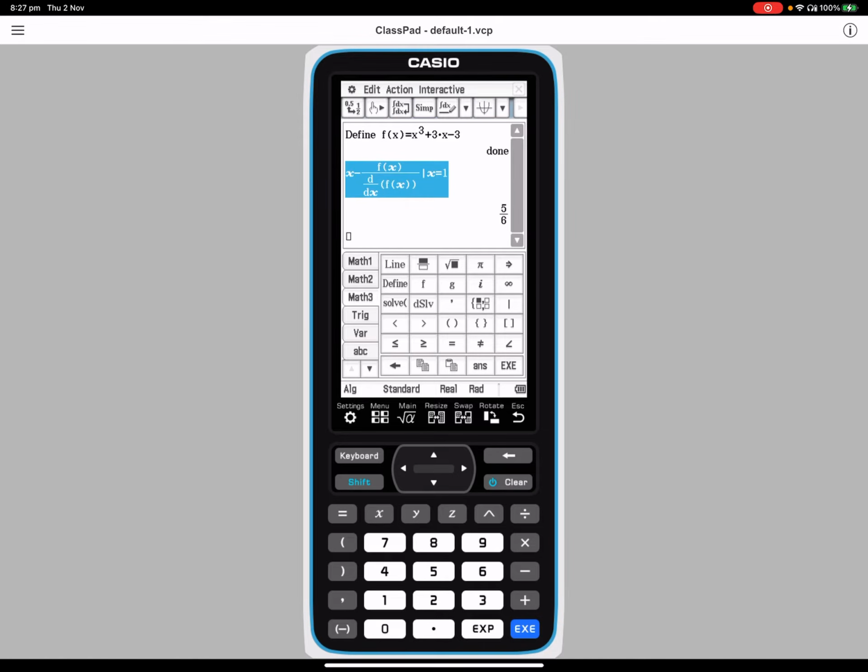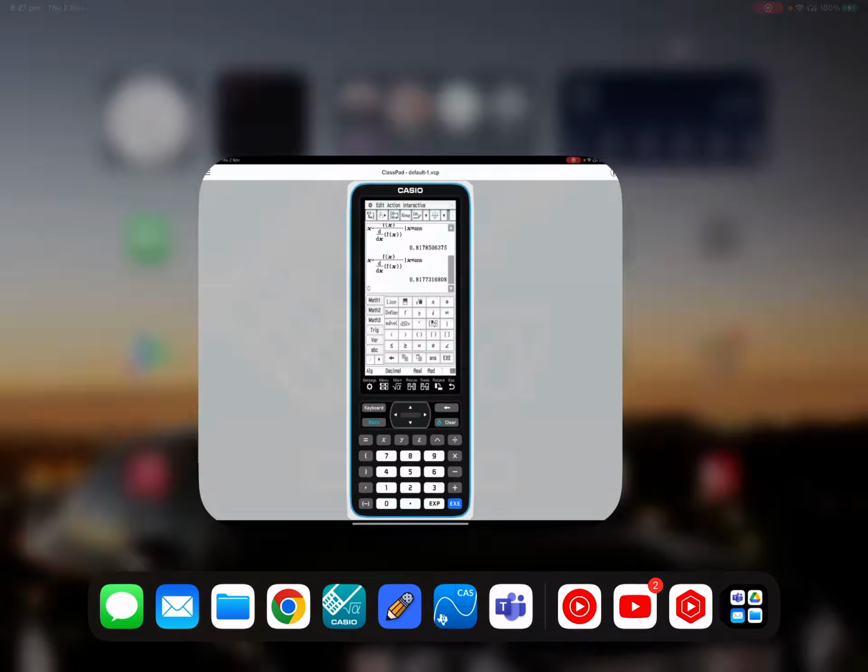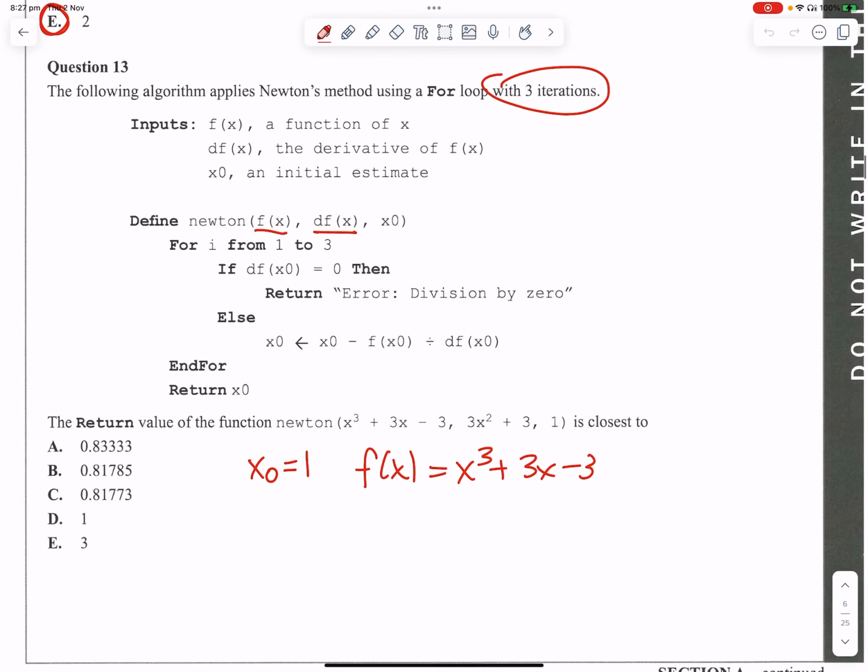Our second value, we use our previous answer, and then we do the same thing again. So you just hit enter. However, we want them all in decimal. So our first answer, second answer, third answer, 0.81773. C.